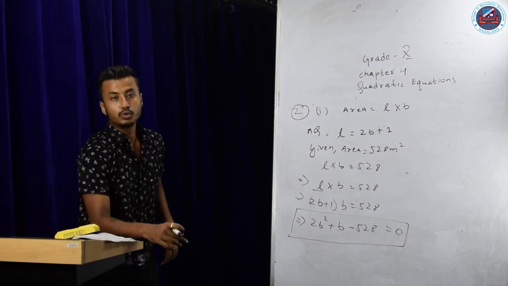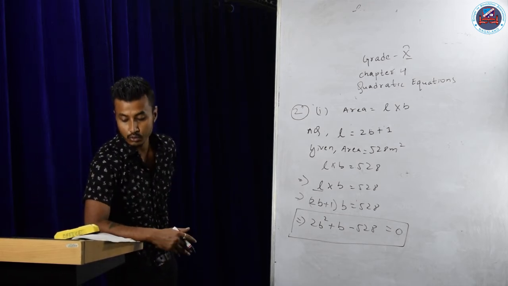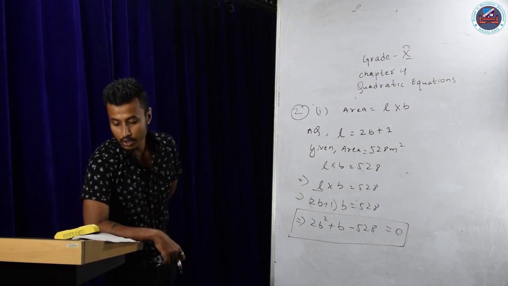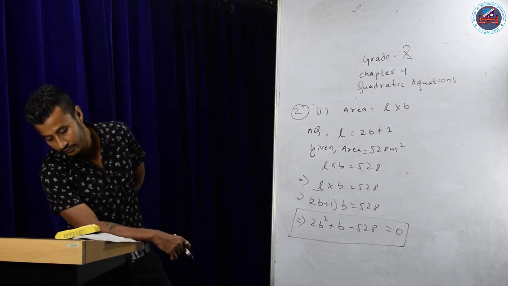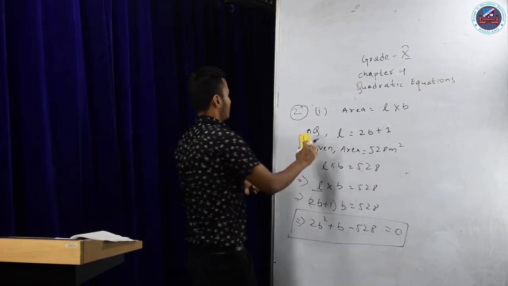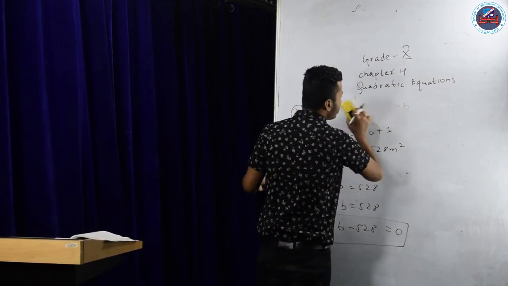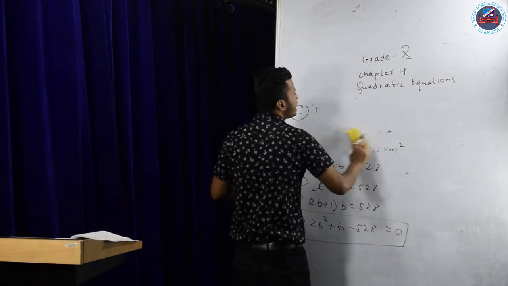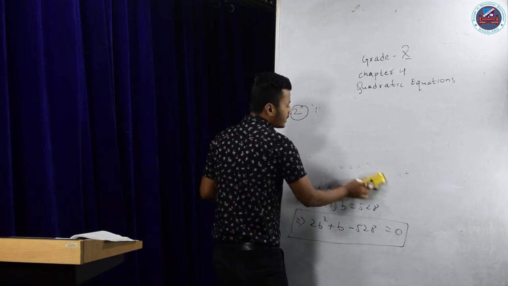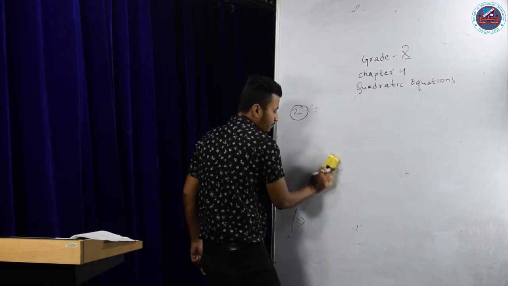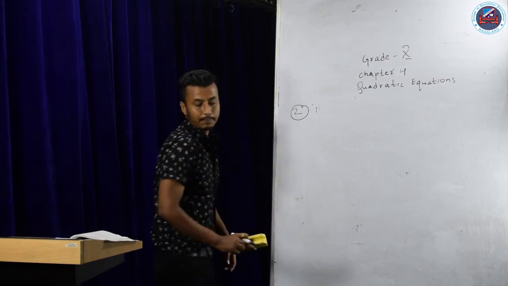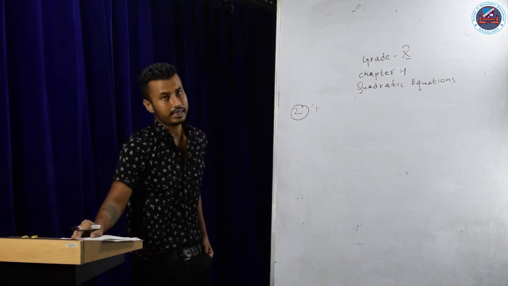Let's go to question number 2 now. That is question number 2, part 2. The product of two consecutive positive integers is 306. We need to find the integers. Now this question is very simple. The data given here is that there are two consecutive positive integers, and when you multiply both those integers, the product is 306.